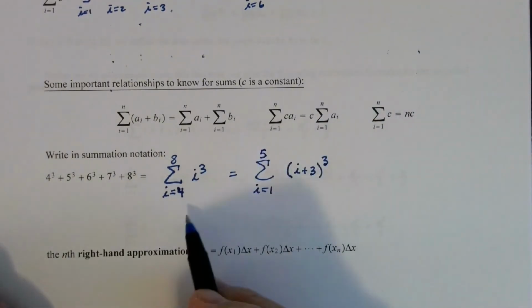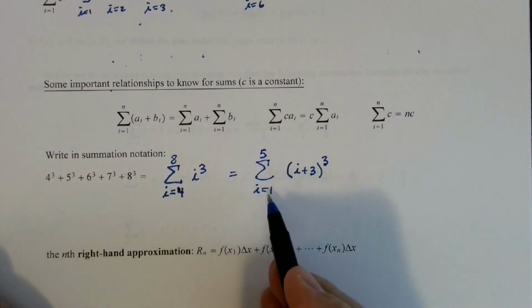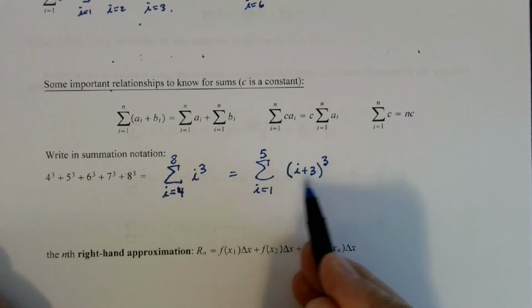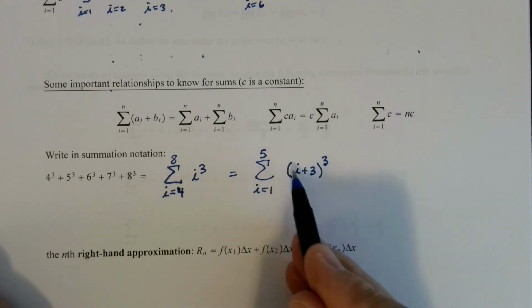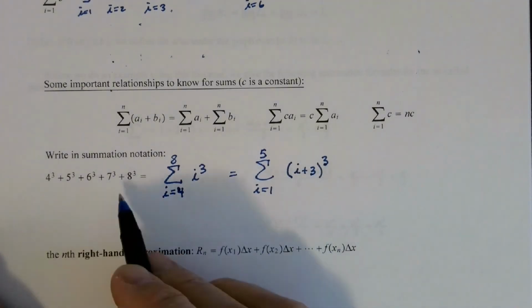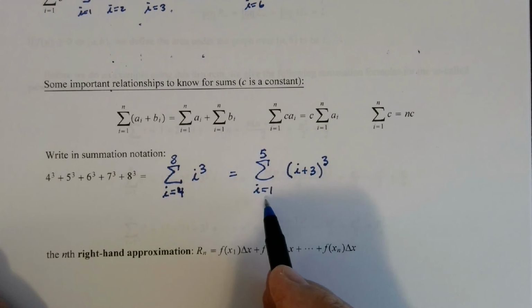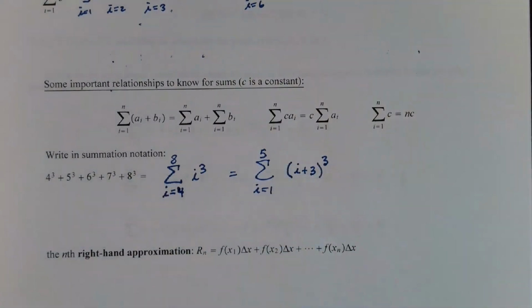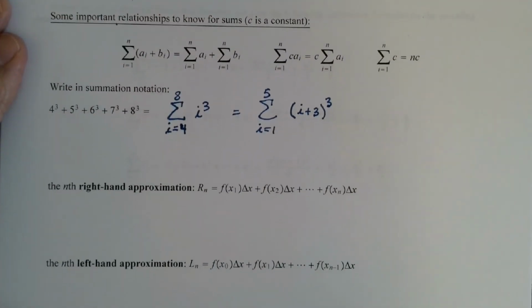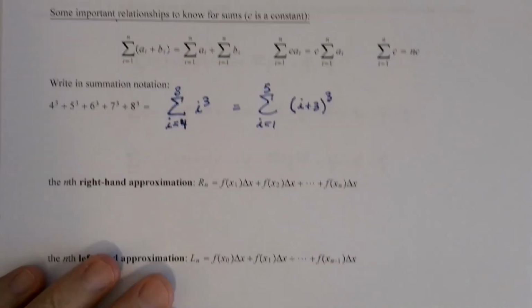Okay? And so you can adjust the index to start at different values that will affect briefly this expression here. So I could actually do the summation in lots of different ways. I can start at i equal 1, I can start at i equal 4, I can start at i equal 2. I can do other things as well. Okay? But our purpose now is to use summation notation for our right and left-hand approximations.